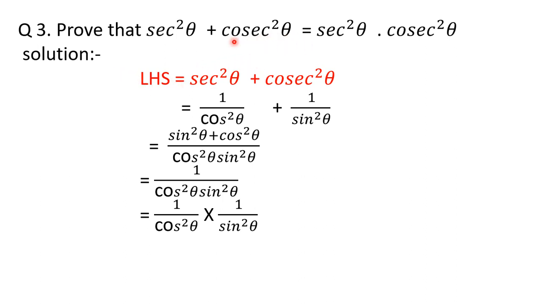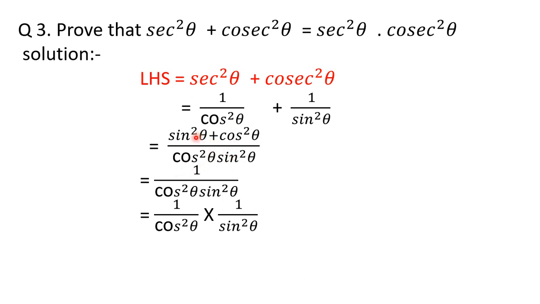So let's take the left hand side of the problem, sec square theta plus cosec square theta. Now sec square theta we can convert as 1 upon cos square theta, and cosec square theta we can write as 1 upon sin square theta. Now by taking the LCM, cos square theta into sin square theta, we get in the numerator: cos square theta into sin square theta divided by cos square theta is sin square theta.